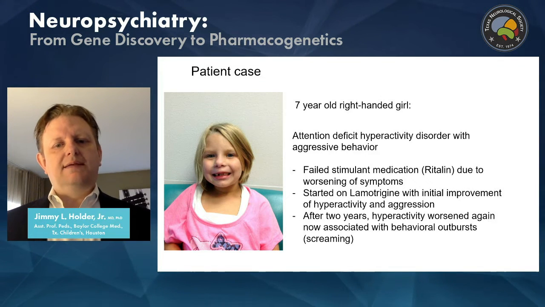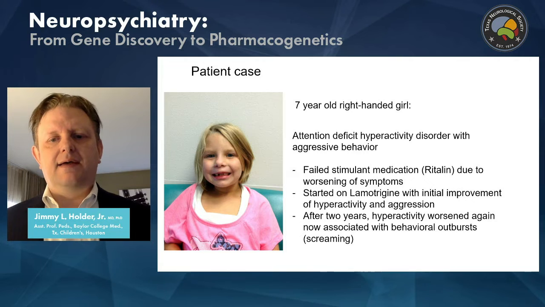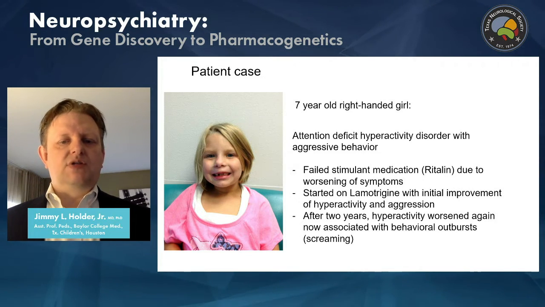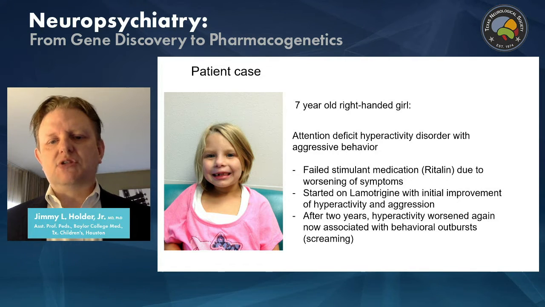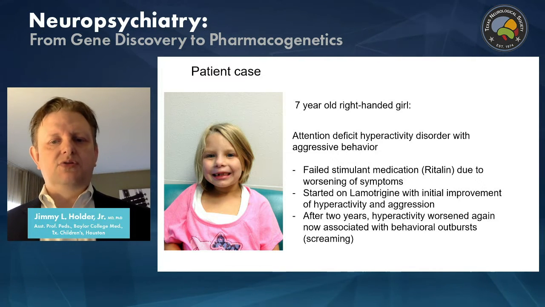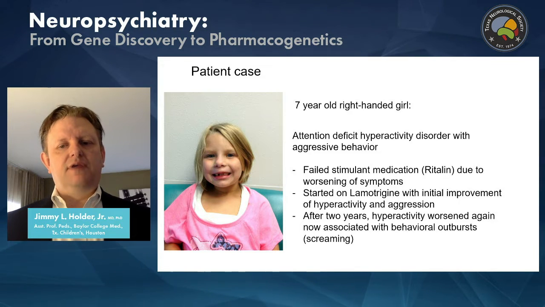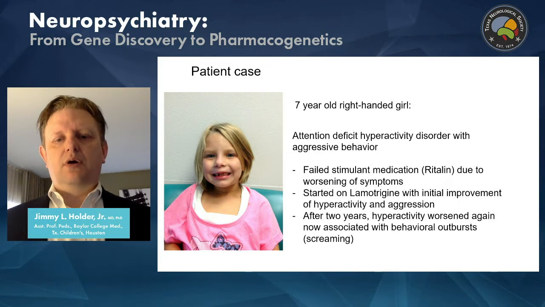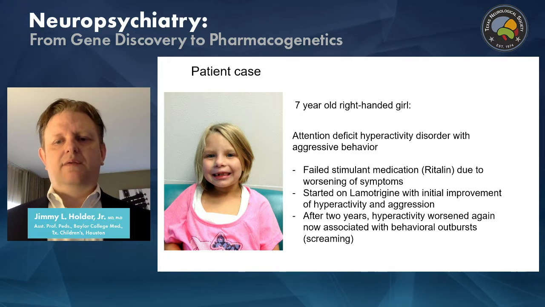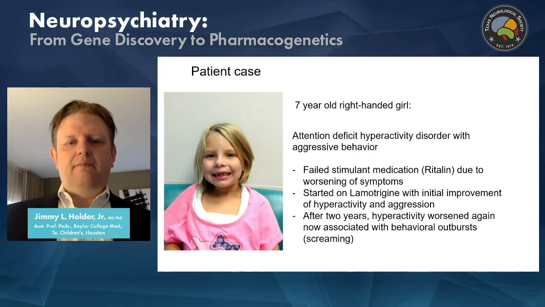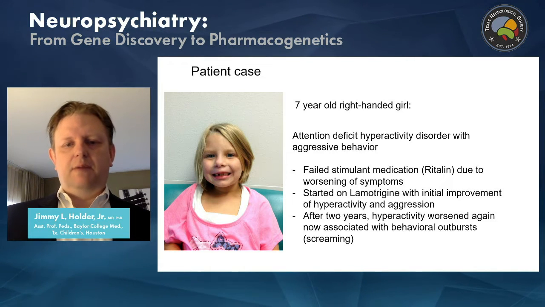She was also somewhat atypical in that she failed stimulant medication, the standard therapy for ADHD, due to worsening of her symptoms. She was started on lamotrigine, mostly for mood stabilization, with some initial improvement in neuropsychiatric phenotypes, including her hyperactivity and aggression. However, after a couple of years, these phenotypes reemerged and now were associated with even stronger behavioral outbursts, such as screaming and again hitting other individuals, including family members.